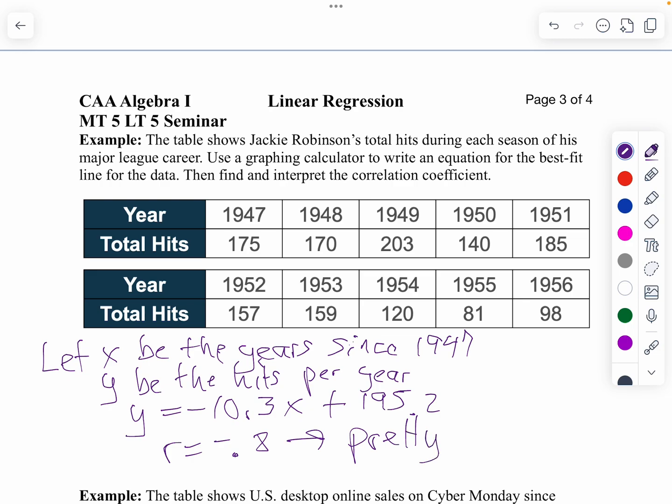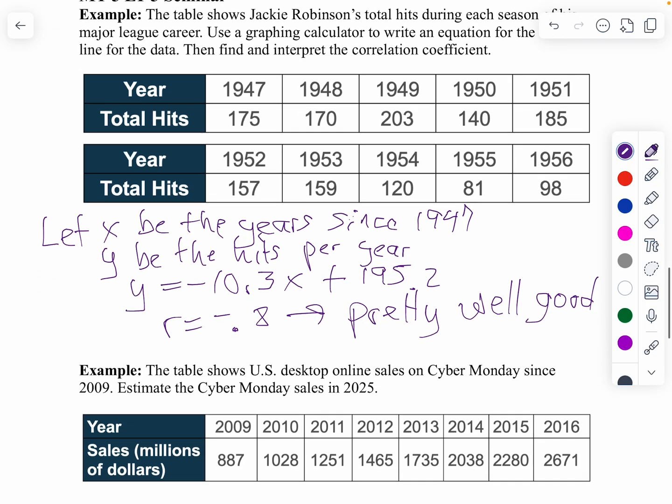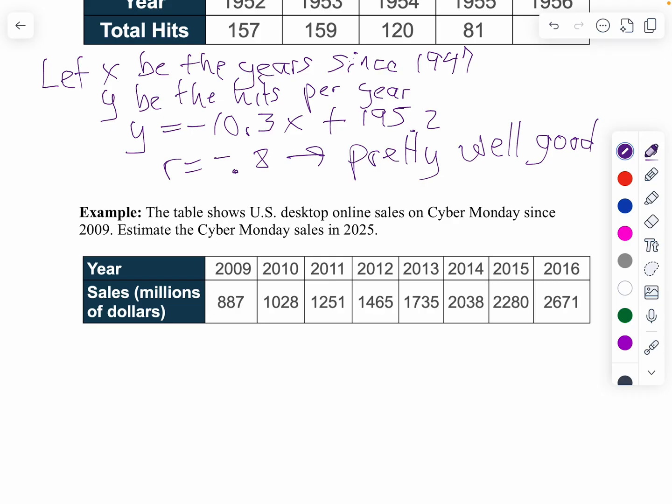In social science, I'd say that's a pretty good fit. We can predict it pretty darn close depending on the years and what I would plug in. And there we have it. Now let's take a look at our second example.